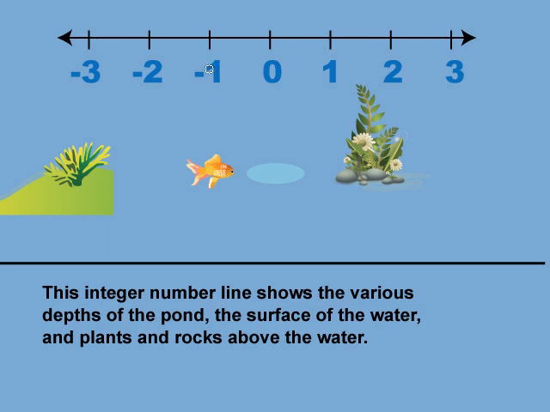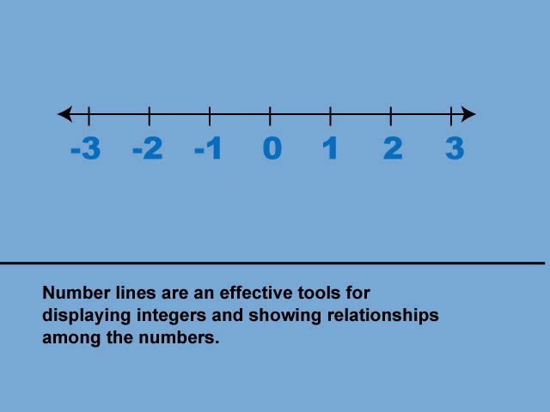This part shows 1 foot below the surface. 0 marks the surface of the water. And this shows 2 feet above the surface. Number lines are an effective tool for displaying integers and showing relationships among the numbers. Let's look more in depth at this number line.